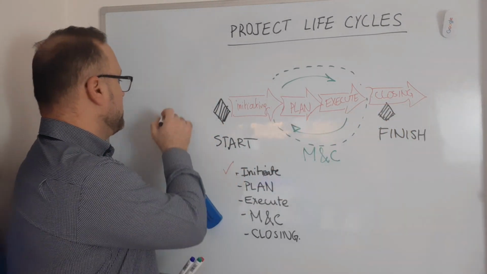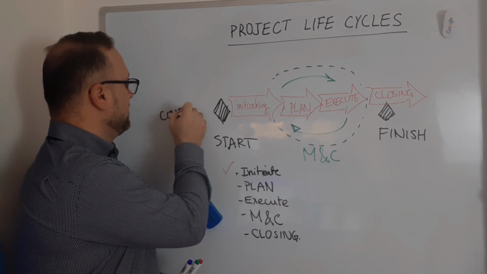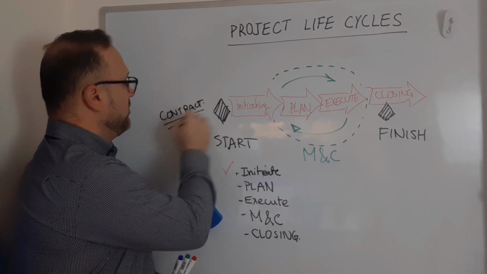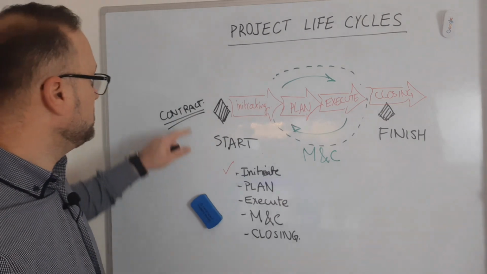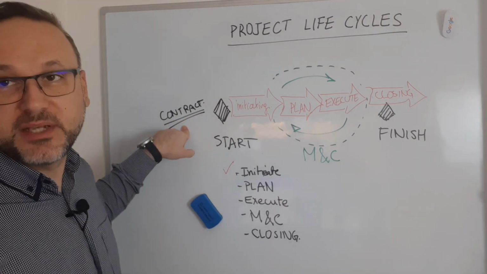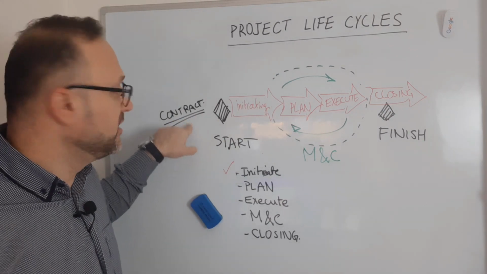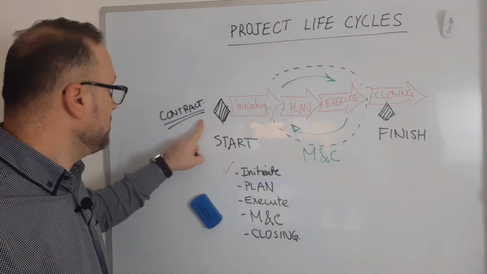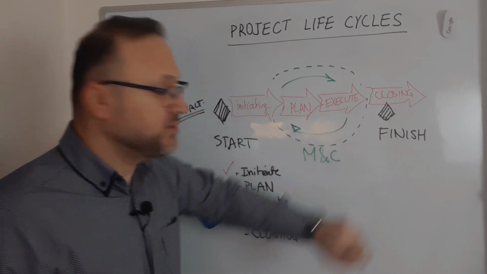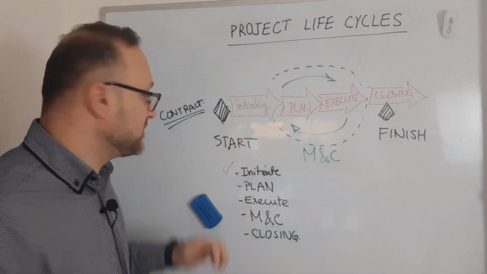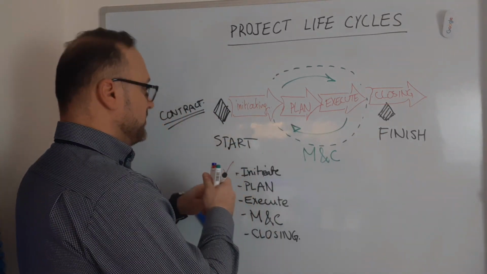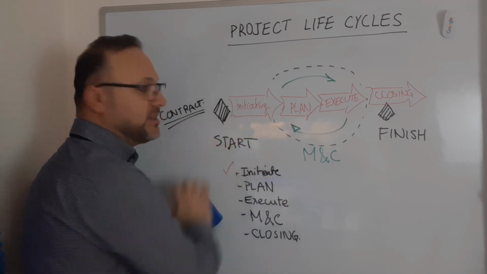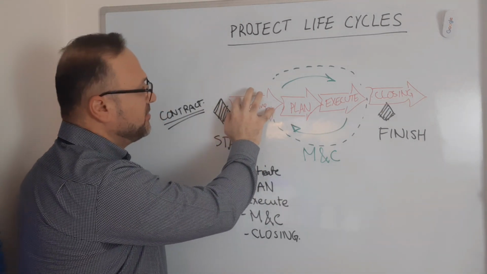You have the contract, which defines what you need to be delivered: a product, a service, or a result, and in which time frame to be delivered. So you have a start date, you have a finish date, and you have at the end a product or a service. Now, you started the project, so you initiate the project.